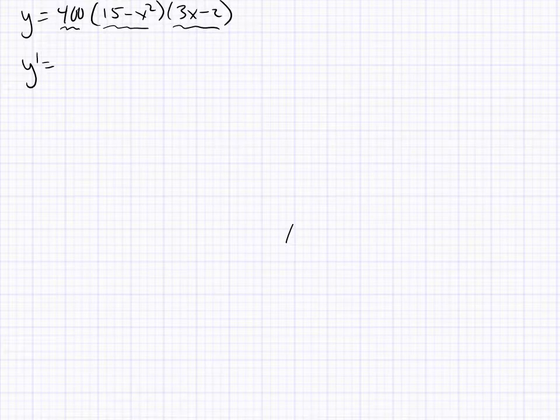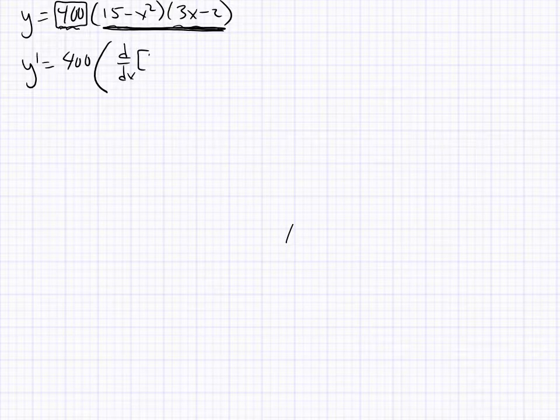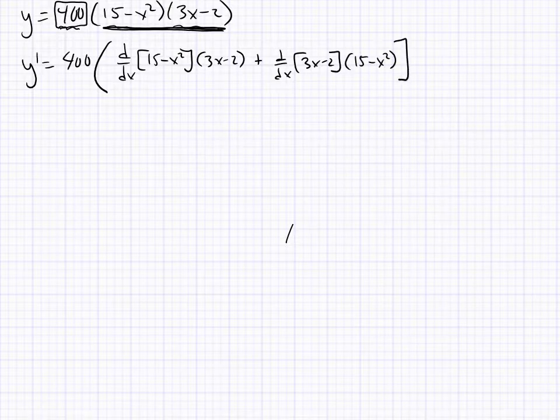And so looking at this, you got to recognize that the 400 is a constant multiple. So that 400 is going to come out. And then I'm going to take the derivative of this part. Well, that's a product. So I'm going to take the derivative of the 15 minus x squared times 3x minus 2 plus the derivative of the 3x minus 2 times the 15 minus x squared. And that whole thing will be multiplied by the 400.